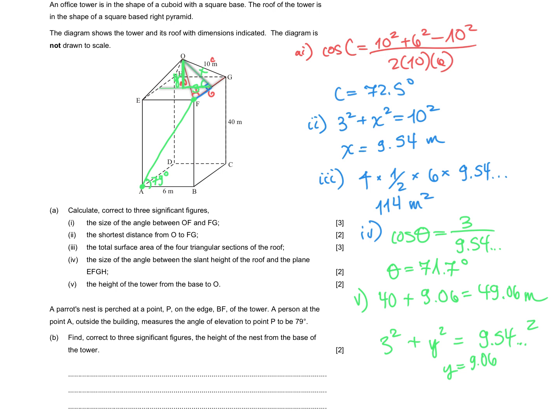So basically, we'll say this is x, whatever the height of the parrot's nest is. So we've got opposite and adjacent. So we've got tangent 79 equals opposite x over adjacent 6. So the bird nest is 30.9 meters in the air.